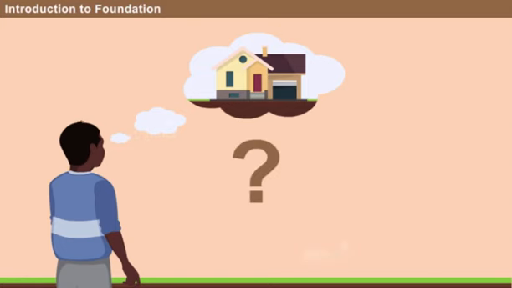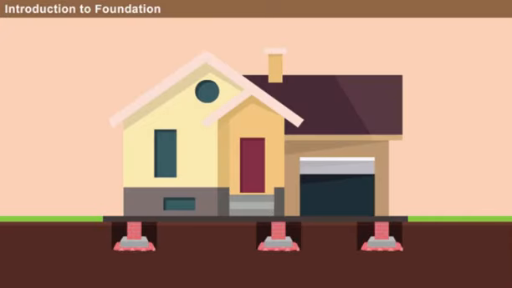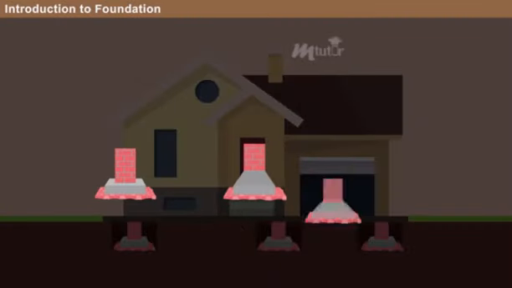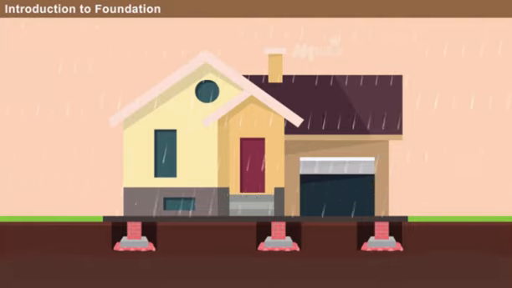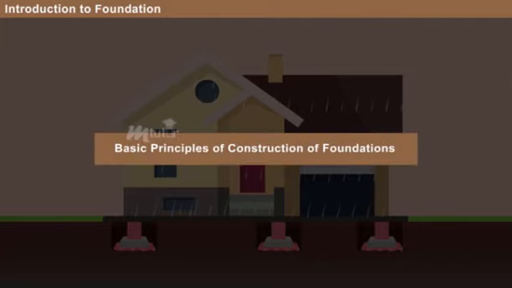What would be your first work? Well, it is obviously laying a foundation. Foundation is the base of any building. There are different types of foundation constructed on a site. A building's stability is based on its foundations. In this topic, let us learn the basic principles of construction of foundations.